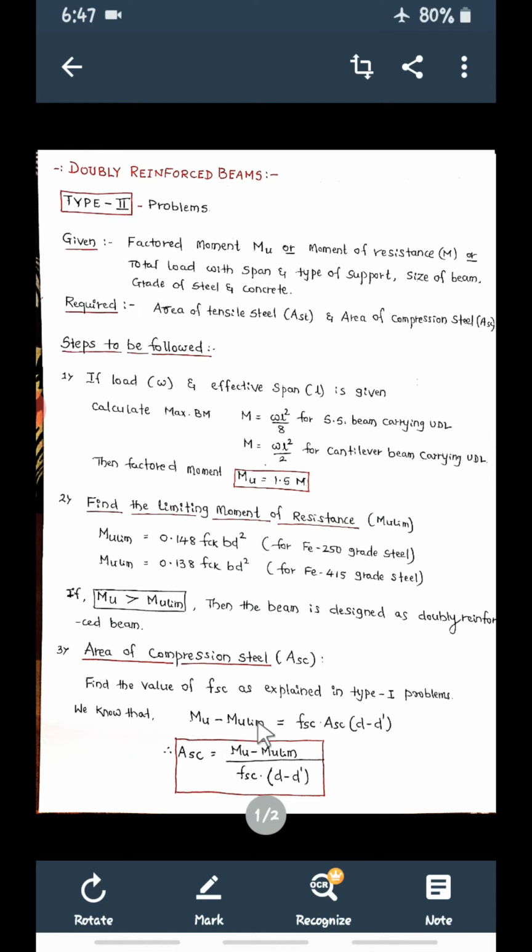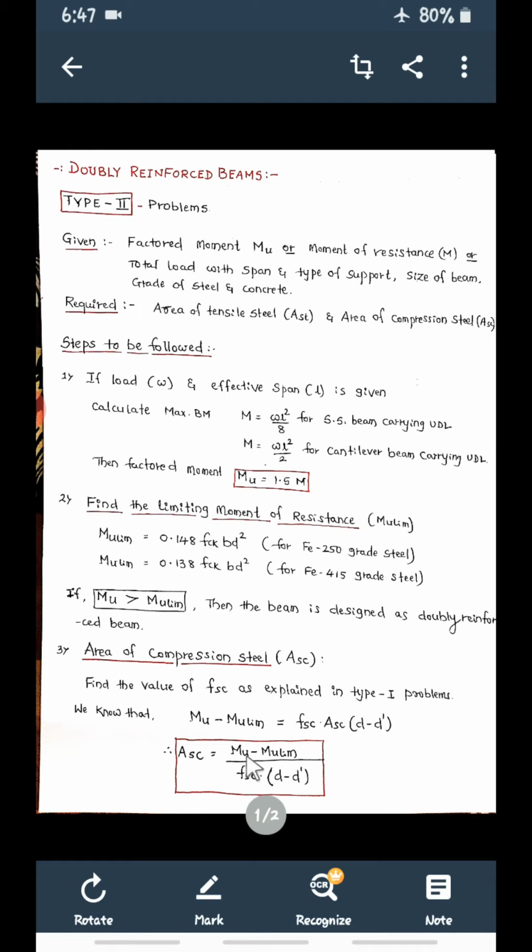So what is Mu2? Moment is equal to what? Stress into, or force into perpendicular distance. The force is FSC into ASC, and the perpendicular distance is d minus d dash. So this is Mu2. Mu minus Mu limit is equal to FSC into ASC into (d minus d dash). From this you can find out ASC. Therefore ASC is equal to (Mu minus Mu limit) divided by FSC into (d minus d dash).